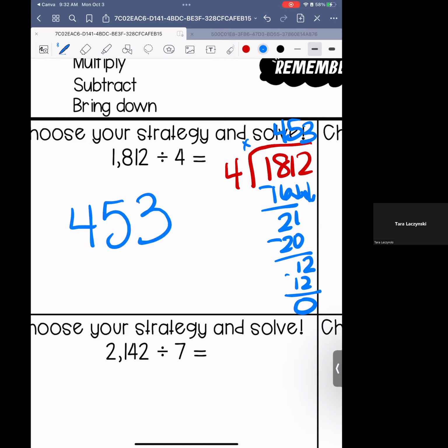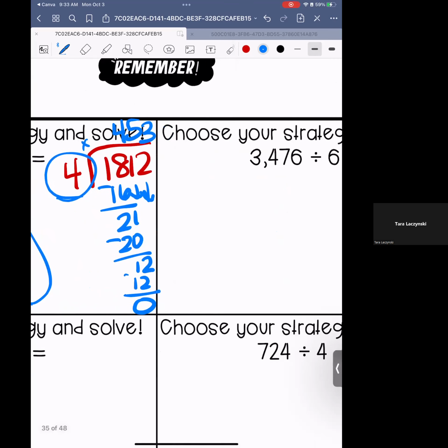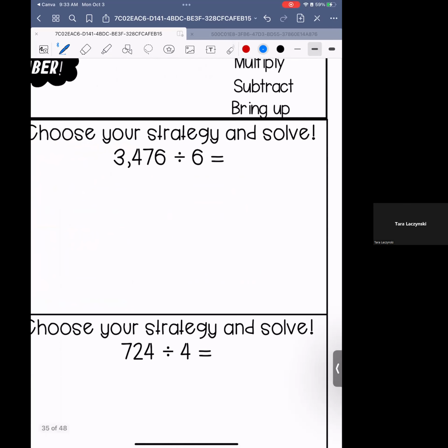453. Remember, if I'm ever not sure, I can check this with multiplication, right? If I multiply that by the number outside, these should match. So if you ever want to check your own work, have a built-in strategy using the opposite order of multiplication.